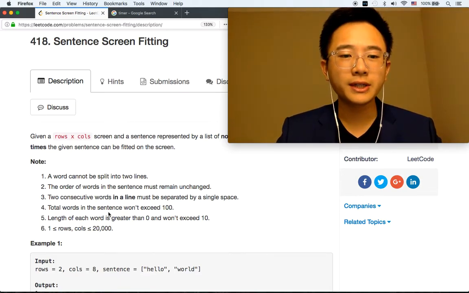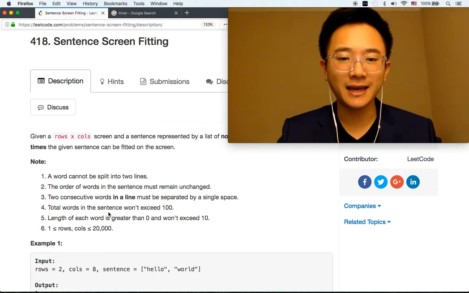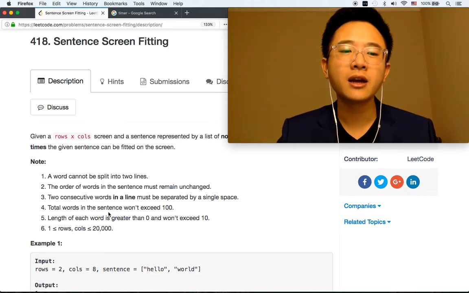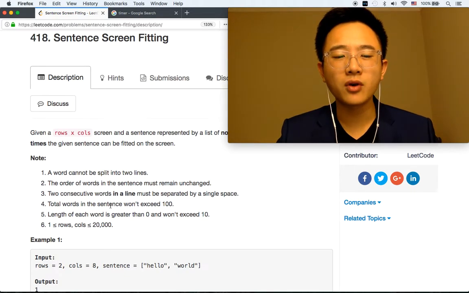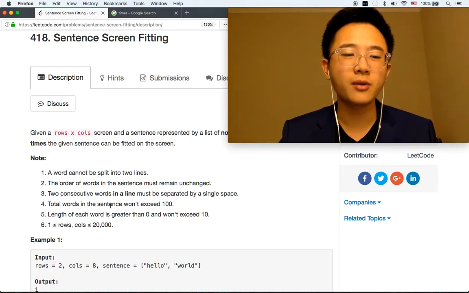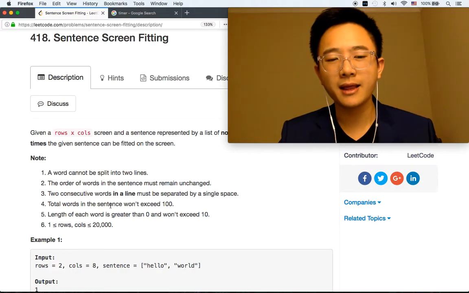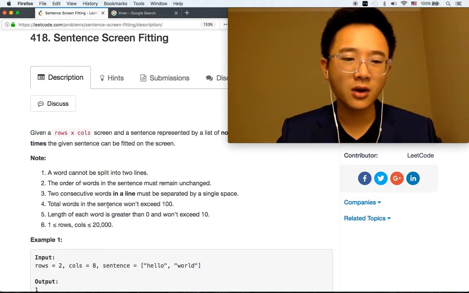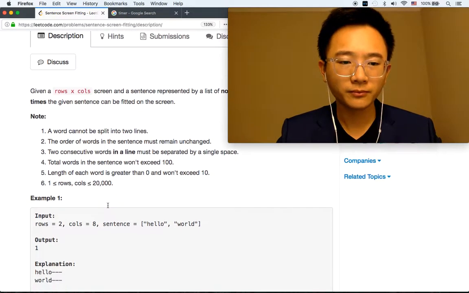And the total words in a sentence won't exceed 100, and the length of each word is greater than 0 and won't exceed 10. So rows and columns are more than 1 and less than 20,000. Okay.